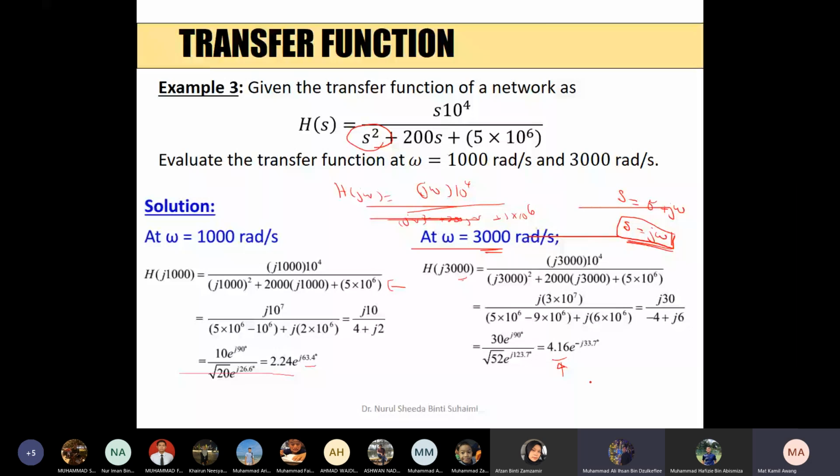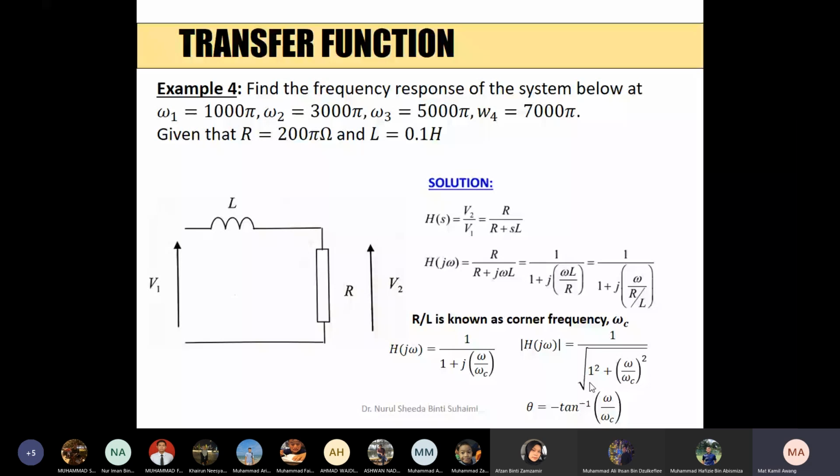Now, find the frequency response of the system below at omega 1 equal to 1000 pi, omega 2 at 3000 pi, omega 3 at 5000 pi, and omega 4 at 7000 pi. Given that R is equal to 200 pi ohm and L equal to 0.71 Henry. So from this circuit, you get the transfer function.